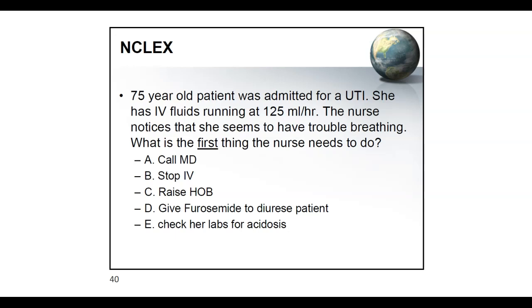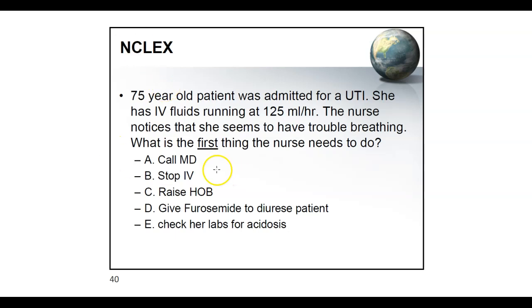Knowing that, now you read your options. A. Call the MD. B. Stop IV. C. Raise head of the bed. D. Give furosemide to diurese the patient. E. Check her labs for acidosis. And again, just like the other question, sometimes your options sound really good. Everything sounds correct. But what is your priority at the moment?